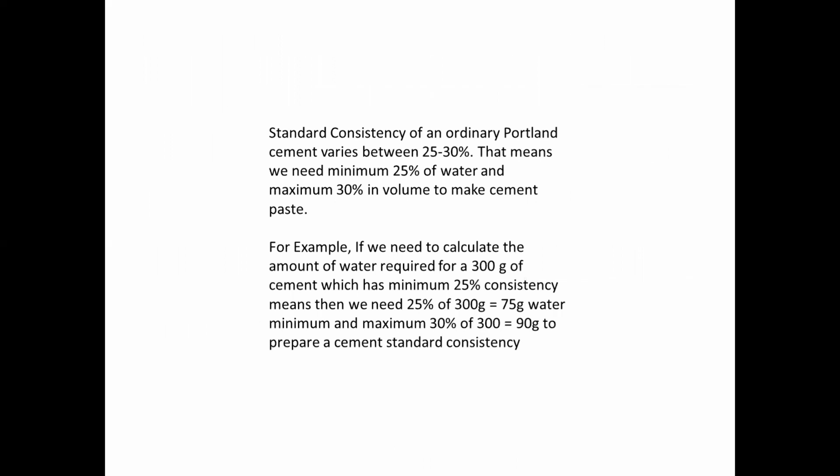The standard consistency of ordinary Portland cement varies between 25 to 30%. That means we need a minimum of 25% water and a maximum of 30% by volume to make cement paste. For example, to calculate the water required for 300 grams of cement with a minimum 25% consistency, we need 25% of 300 grams, which is 75 grams of water. The maximum, 30% of 300, is 90 grams to prepare a standard consistency cement.